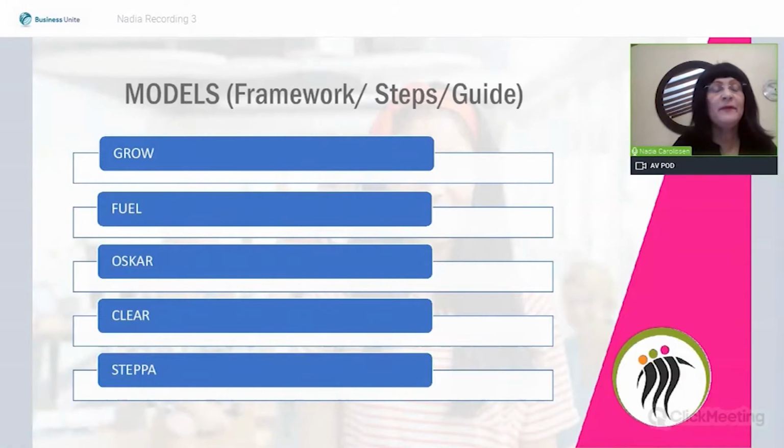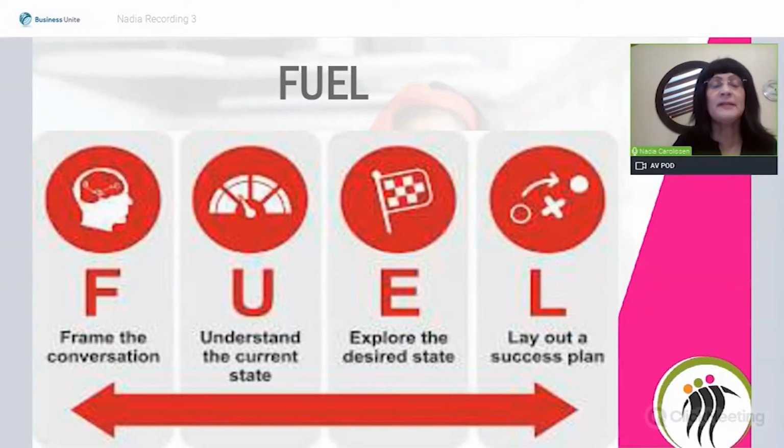The top 5 mentoring or coaching models: Grow, Fuel, Oscar, Clear, and Stepper. First of all, what is a model? A model is nothing but a framework, the steps, or just a basic guide for you as the mentor to follow in the mentoring process. And what we've got here is different models, and according to an internet search I conducted, these are the top 5 ones used by many people. Now, later on in the presentation, we will deal with Grow and with Clear. So we'll just briefly refer to Fuel, Oscar, and Stepper.